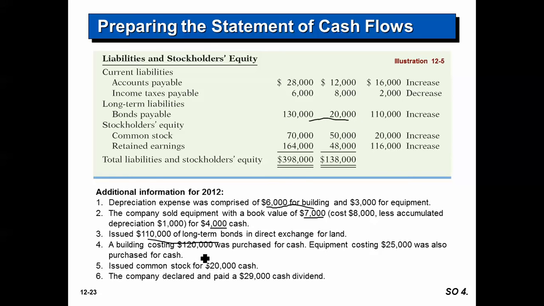Building cost 120 was purchased, so in the assets you'd see that. Equipment cost 20,000. Issued common stock of 20, that's there. And declared a dividend. Now that's a little tricky, but they'll tell you that the dividend is a cash outflow of 29,000.